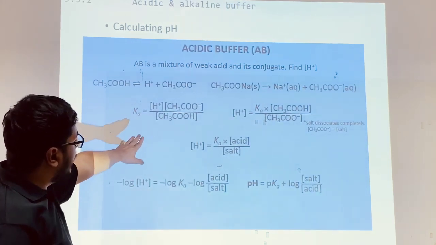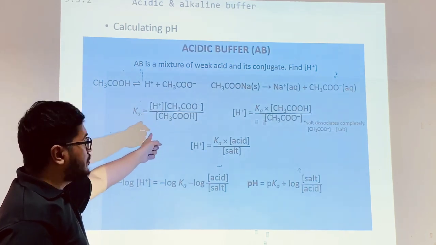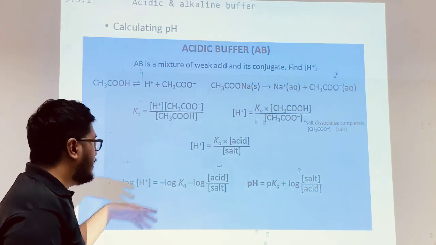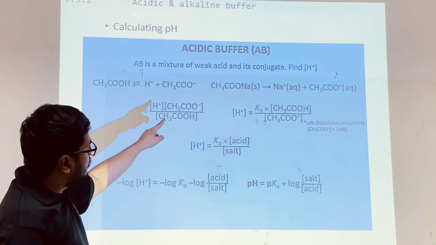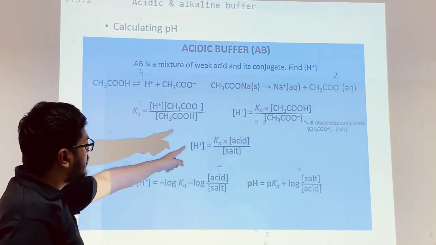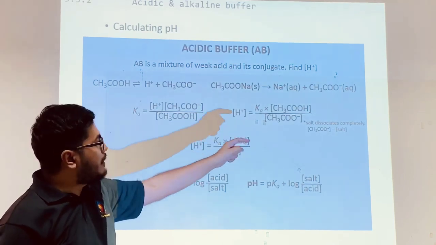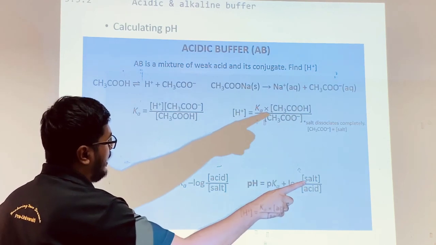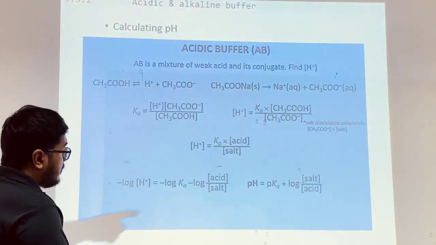So ini adalah equilibrium expression for acid dissociation. Kita dah belajar minggu lepas. So for this, Ka equals product over reactant, kita susun semula. Kenapa kita nak susun semula? Because kita nak cari H+ concentration. So this H+ concentration equals Ka darab dengan weak acid over salt. So ini salt.